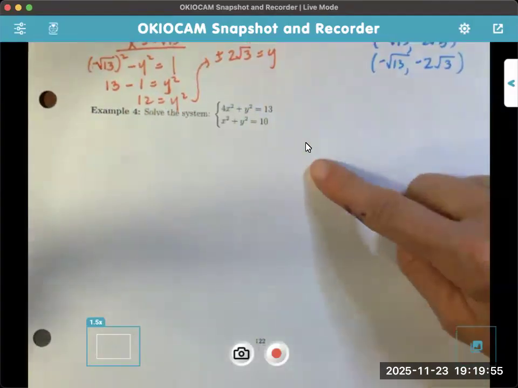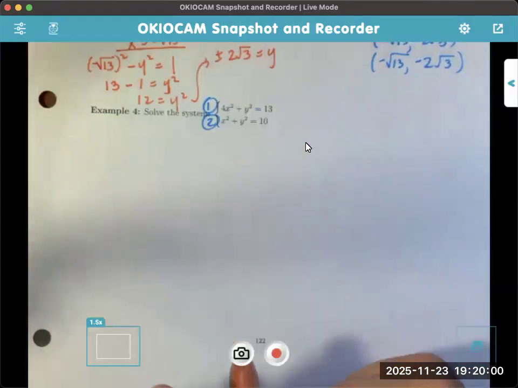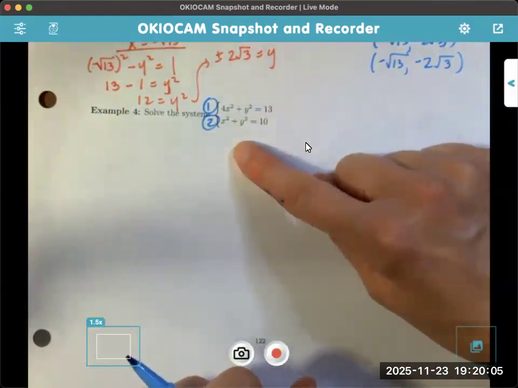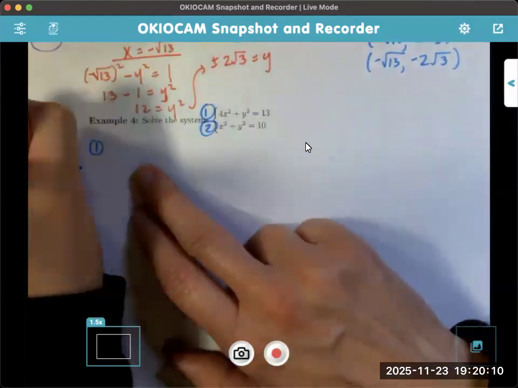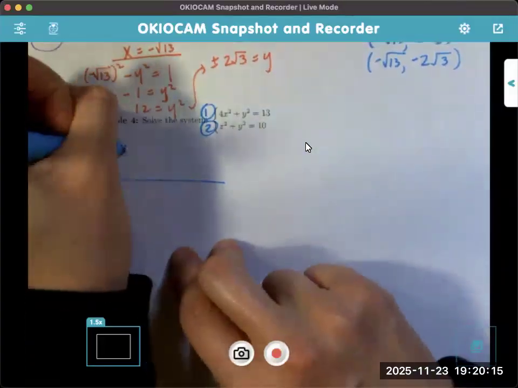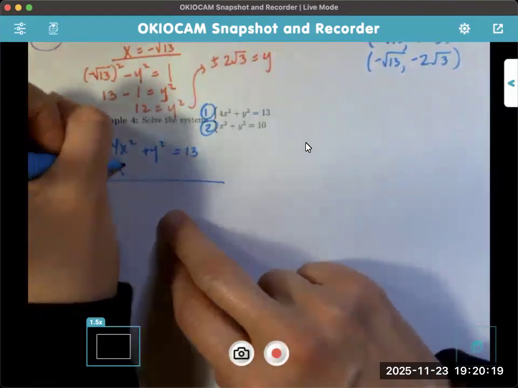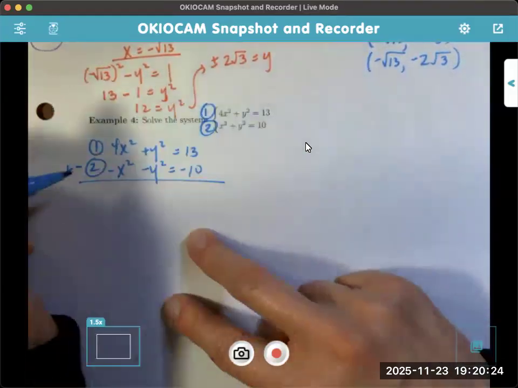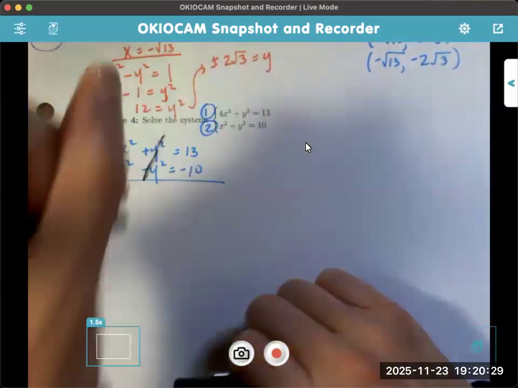Okay, so again, if we label equation one, equation two, again, I would just run a negative through equation two so that when I add down, those y's disappear. So basically it's one minus two. So equation one minus equation two, times they were adding. 4x squared plus y squared equals 13. Minus x squared minus y squared equals negative 10. So again, notice that those y squareds cancel.